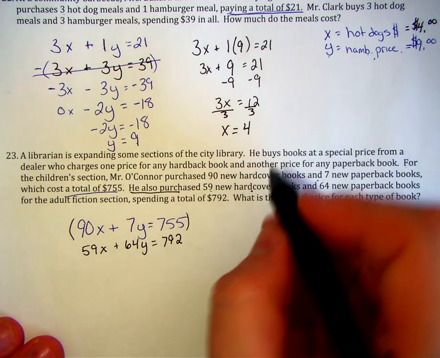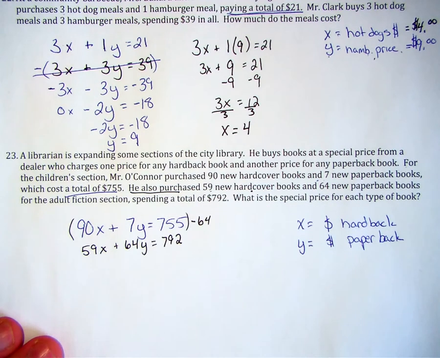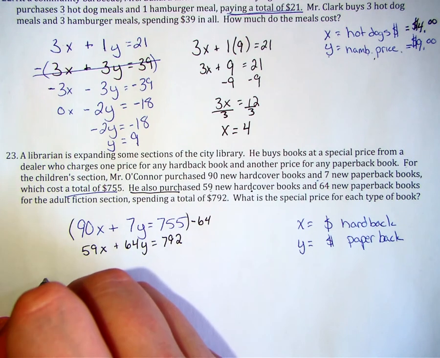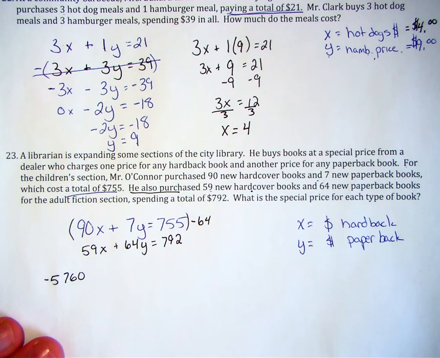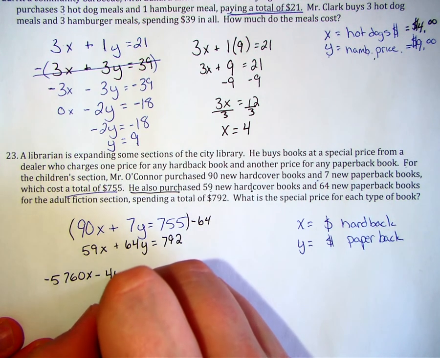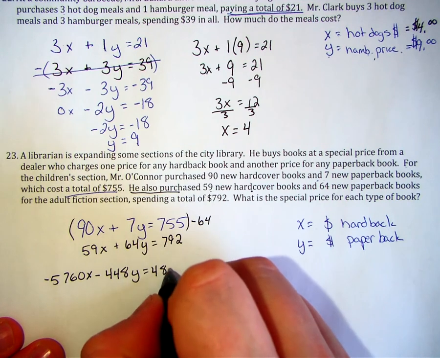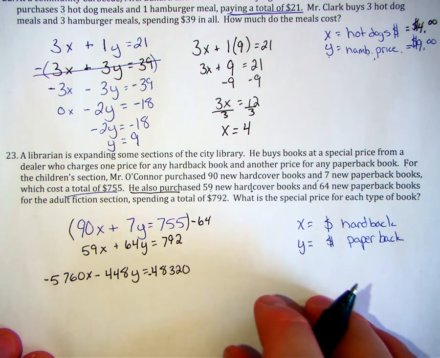Multiply one by one value and another by another. I'm going to multiply this by negative 64. That's going to give me negative 5,760x, oops, sorry, forgot my x, minus 448y is equal to negative 48,320. There we go.